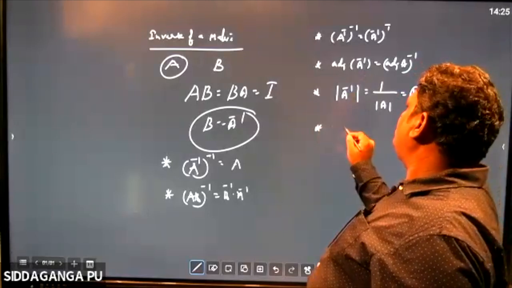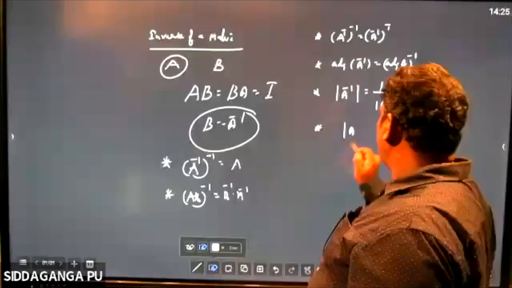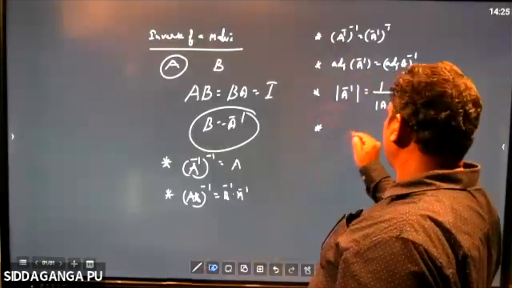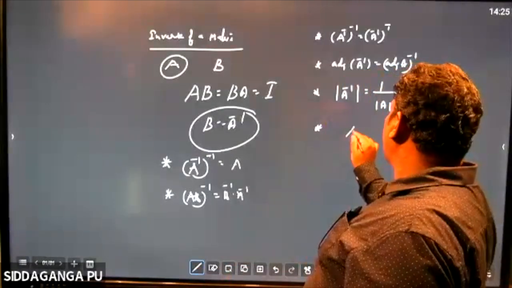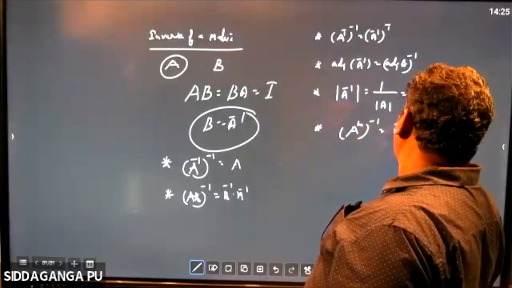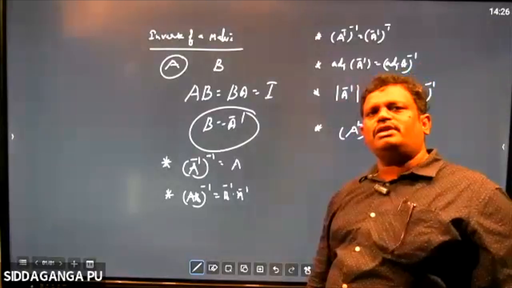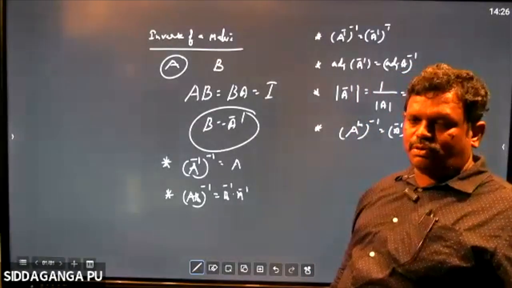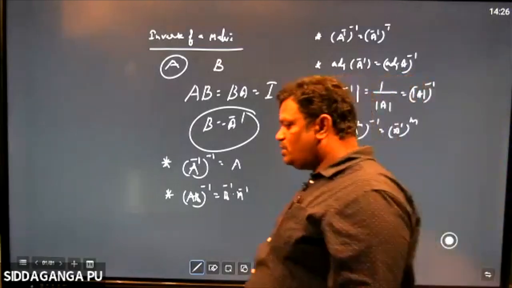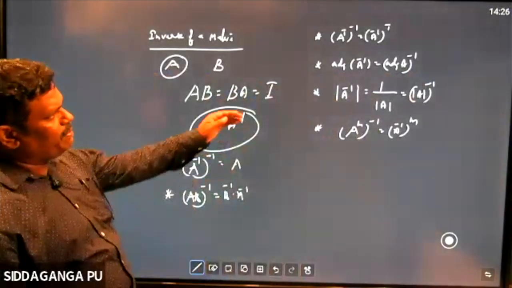A power m whole inverse is equal to A inverse whole power m. So these are the properties on inverse matrices. Okay? In the determinant concept we can learn these concepts, so in the determinant and inverse process we can apply this.